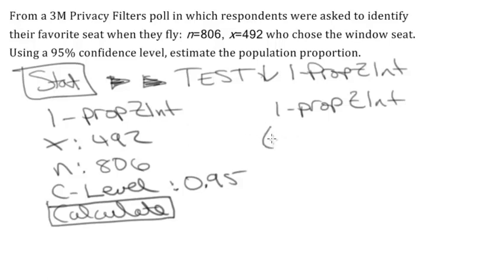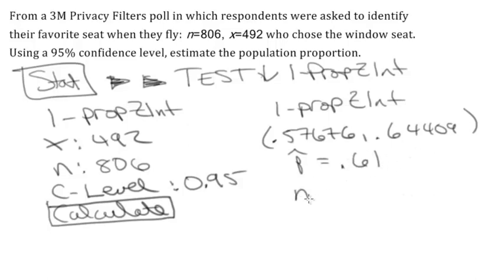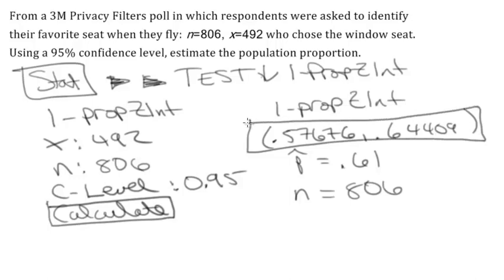It'll say 1 prop Z int, and then it's going to say, oh gosh, I've lost it. Oh, here it is. 0.57676 on up to 0.64409, and then it's going to say that p hat was equal to, oh, hang on. Don't know what p hat's equal to. Pause. Okay, according to my calculator, p hat is equal to 0.61 and change, and n is equal to 806. Okay, I'm out of time. So that's how you find your confidence interval. Here's your confidence interval. You are 95% confident that the true proportion is between 58% and 64%.